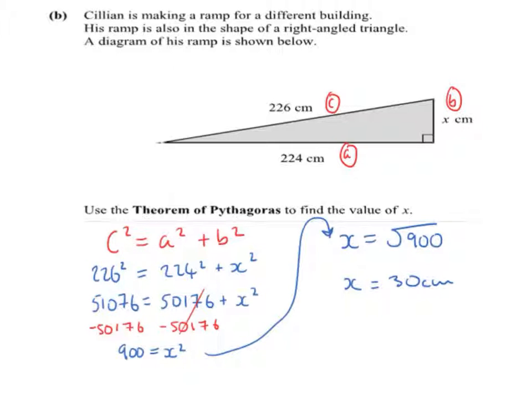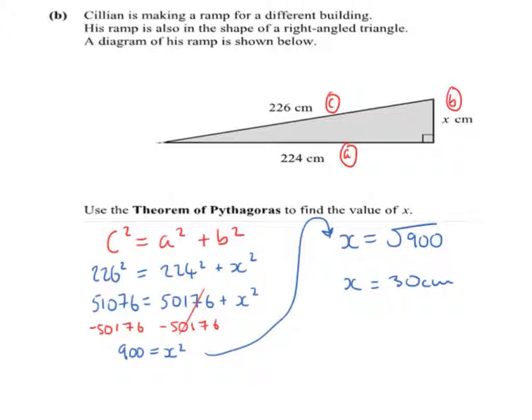So C squared becomes 226 squared. So 226 is my C, so 226 squared. A squared is going to be 224 squared. And B squared is going to be X squared. So then we have 226 squared equals 224 squared plus X squared. 226 squared gives me 51,076. 224 squared gives me 50,176, and x squared stays as it is.